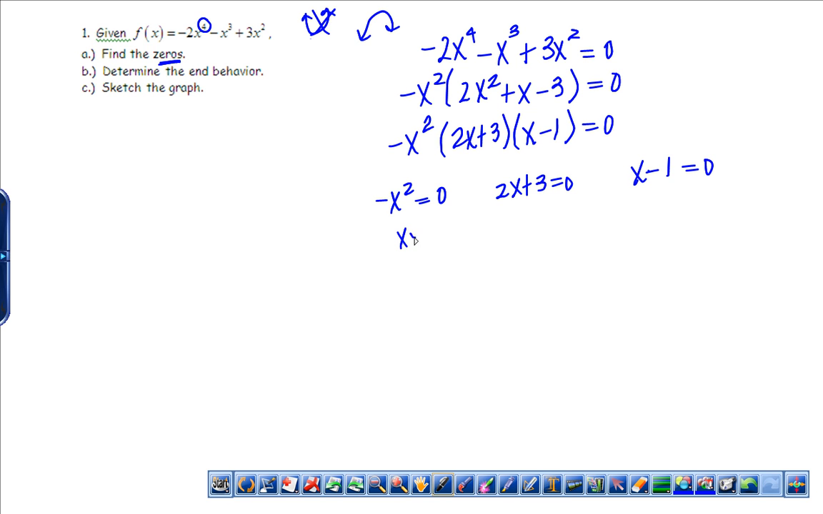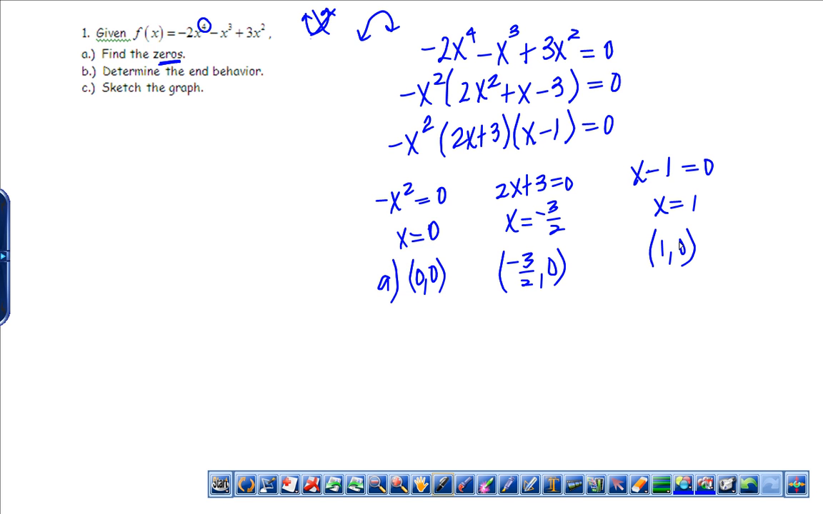This is just 0. Solve this, I get negative 3/2. Add 1, I get 1. So my zeros here are (0, 0), (negative 3/2, 0), and this is (1, 0). So I have 3 of them. Now what you noticed here is that because this was squared, this is going to be a double. And we're going to look at that here in a little bit because of the square.